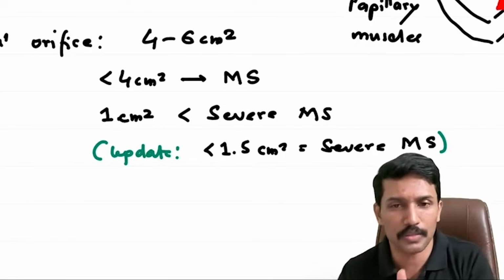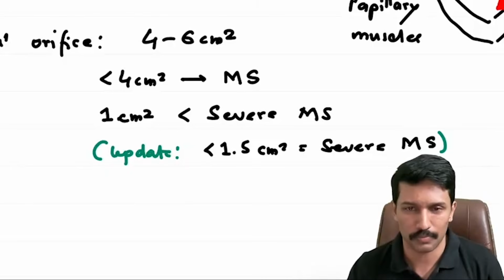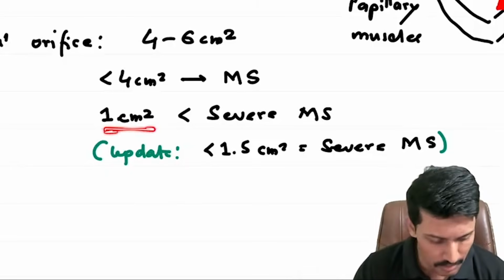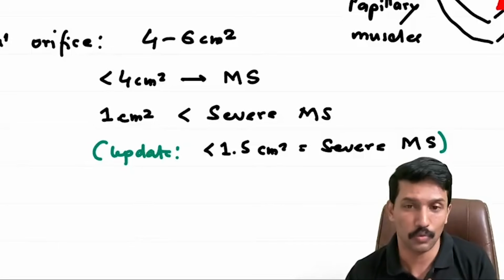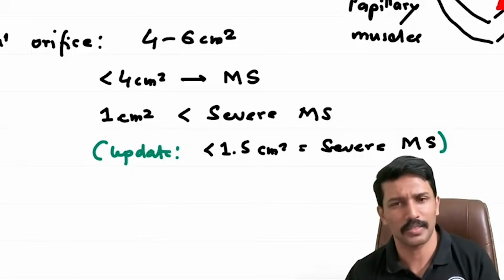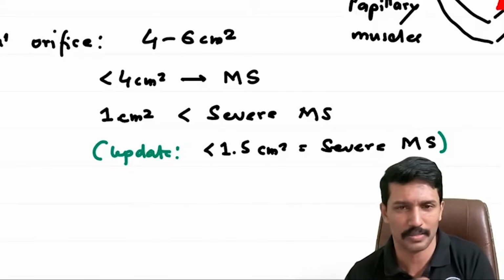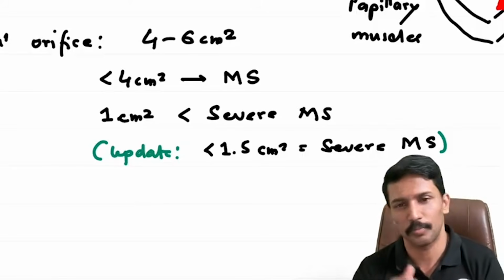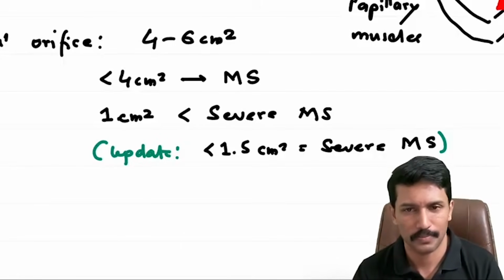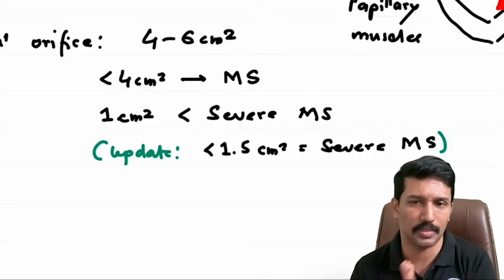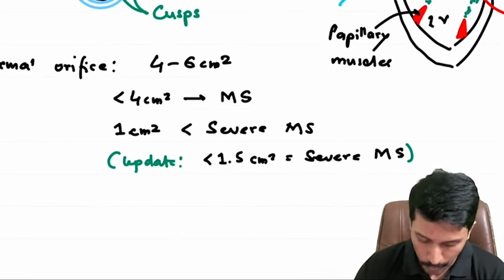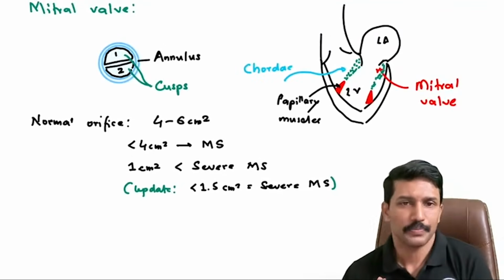So what your professor is going to think of as severe, I don't know. So you can go by the traditional answer, say sir, less than 1 centimeter square is considered severe. If he says no, do you know about the latest update? Then you can say, sir, yes, current edition of Harrison says less than 1.5 centimeter square is considered severe. So that you can handle the situation diplomatically without offending your teachers at the bedside. Okay, so this is about the mitral valve.